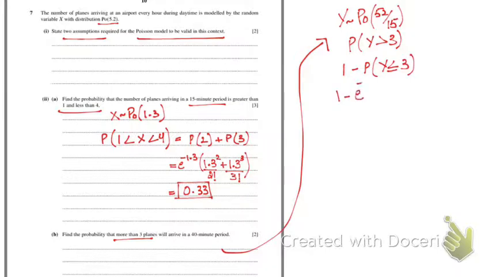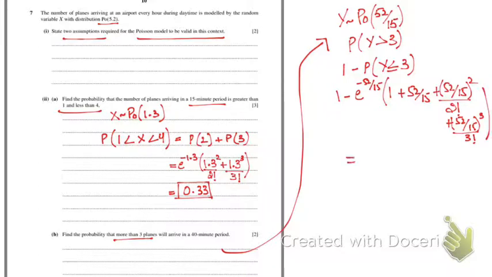So 1 minus e to the power minus 52 upon 15 times the probability of 0 plus the probability of 1 plus the probability of 2 and the probability of 3. So your answer for this part turns out to be 0.456. So you had to adjust the lambda to 40 minutes. Then you had to find the probability of Y greater than 3, that is 1 minus the probability of Y less than or equal to 3.